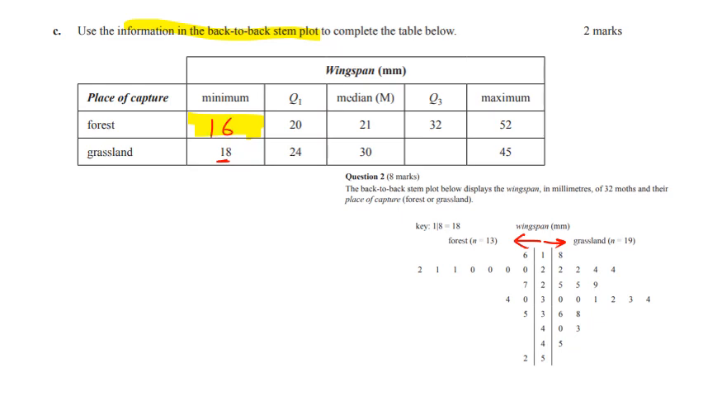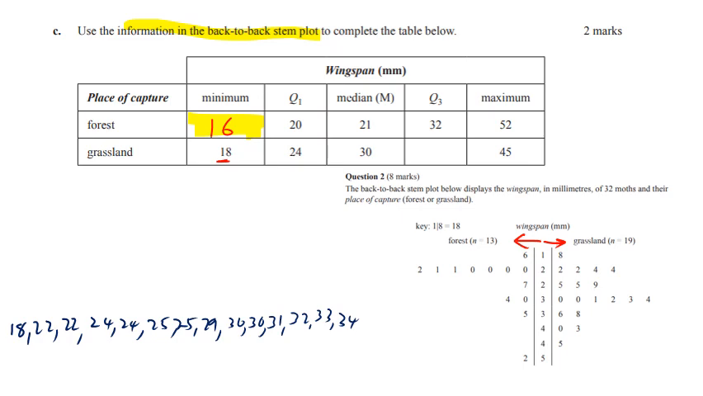That would be embarrassing. Now, for the next part, a lot of people have trouble with this. We're doing the grassland side. I'm going to write out the list of numbers to highlight where people made a mistake. So we've got 18, 22, 22, 24, 24, 25, 25, 29, 30, 30, 31, 32, 33, 34, 36, 38, 40, 43, and 45.